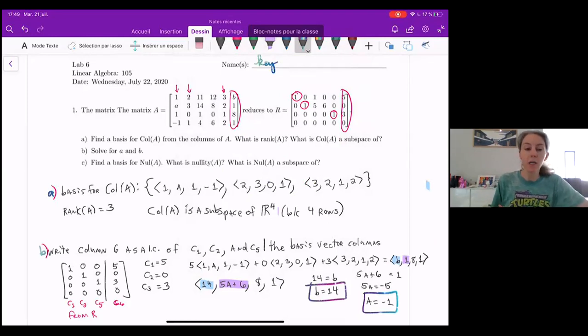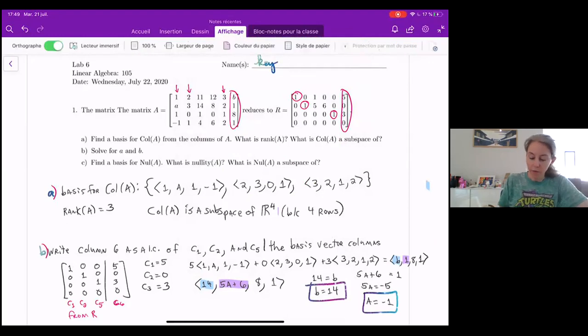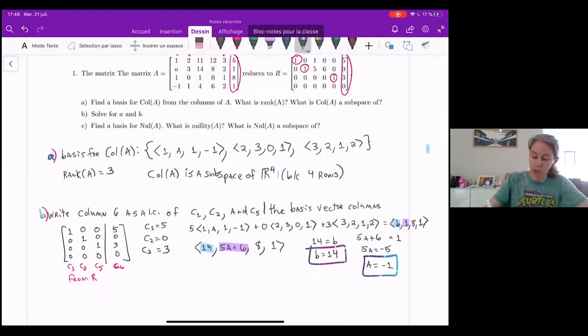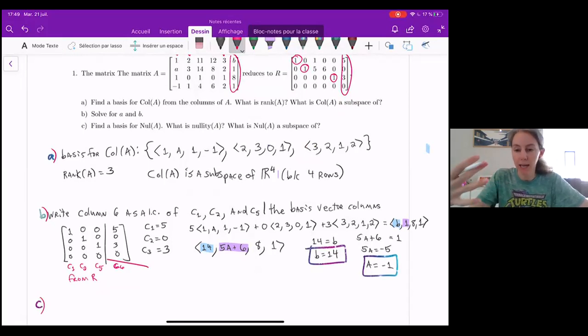Okay, so for my null space, the next question is to find a basis for the null space. So I know that for the null space, I can actually go straight to R. I actually don't even need to know what the original matrix is to find a basis for the null space, because what I'm doing is I'm pretending that R is augmented with zeros, and I'm just writing out what the solution set would look like.